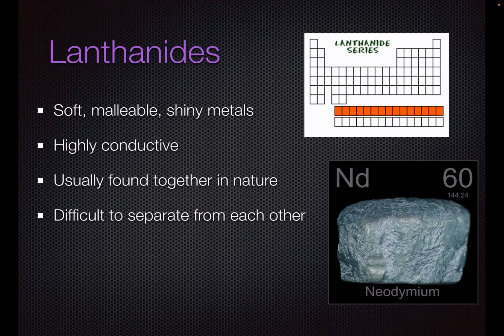So the lanthanides are often soft, malleable, and shiny metals. Remember, malleable means we can turn it into things and move it around because it's soft. They're highly conductive, right? So they can conduct electricity or other things. They're usually found together in nature, often bonded together or near each other in minerals. And they're difficult to separate from each other. When they're bonded together, they don't want to come apart, and it takes a lot of energy to break the lanthanides apart from each other. Okay, so pause the video if not everyone's ready.